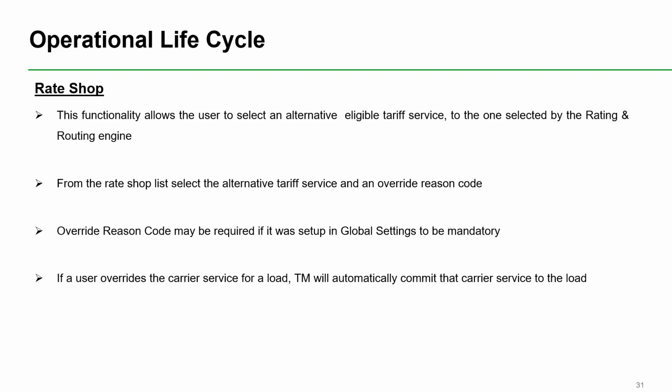Basically it displays the eligible alternative options. Underline the word eligible. Whichever lane you have, TMS shows only those options: only Bangalore to Hyderabad. It will not show Delhi to Hyderabad or Mumbai to Hyderabad. So that is rate shop.